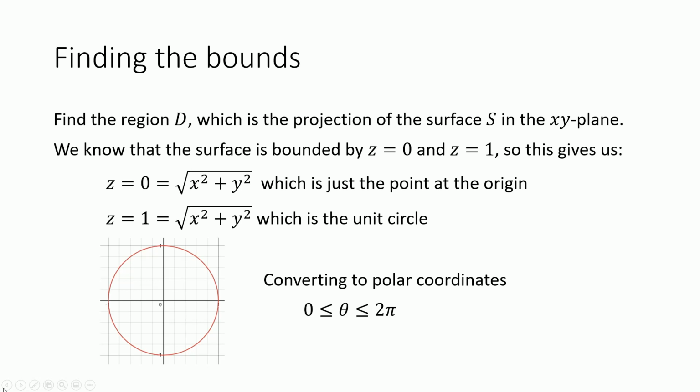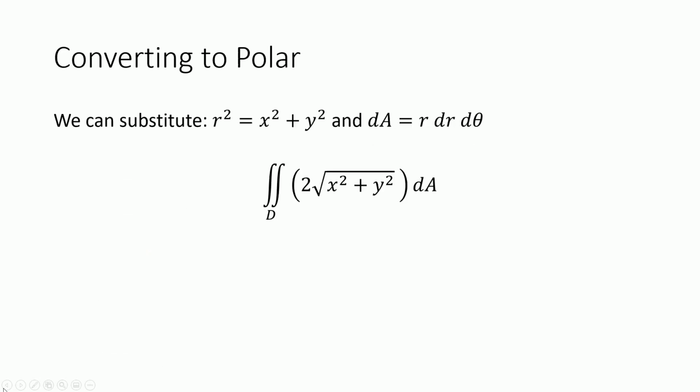So it is the entire circle, so from 0 to 2 pi, that's how I'm going to bound theta. And then my radius is bounded between 0 and 1, because we're starting at the origin and we're moving all the way out to the rest of our unit circle. So now I also need to convert my integral to polar coordinates. So that means anywhere I see x squared plus y squared, I'm going to be able to replace that with r squared. And my dA is going to be replaced with r dr d theta.